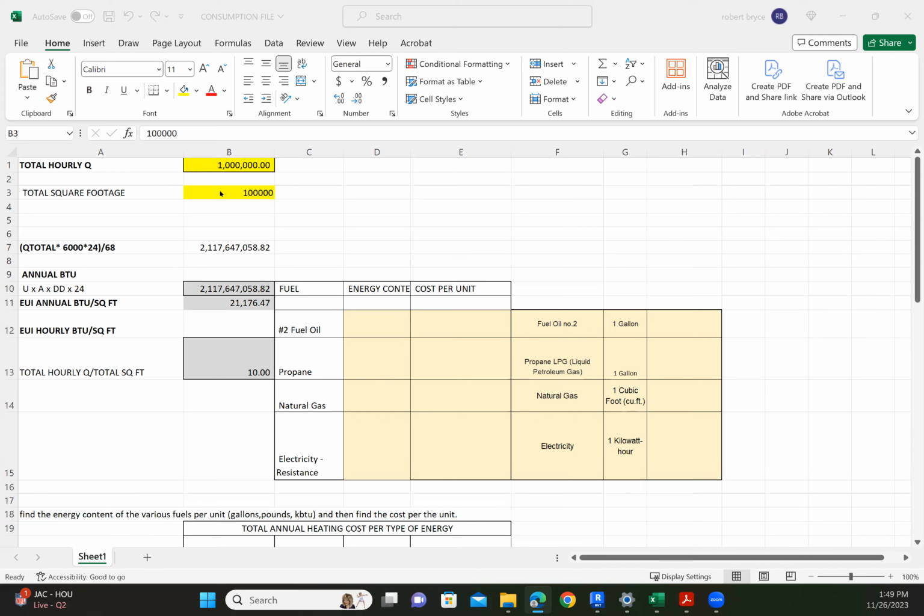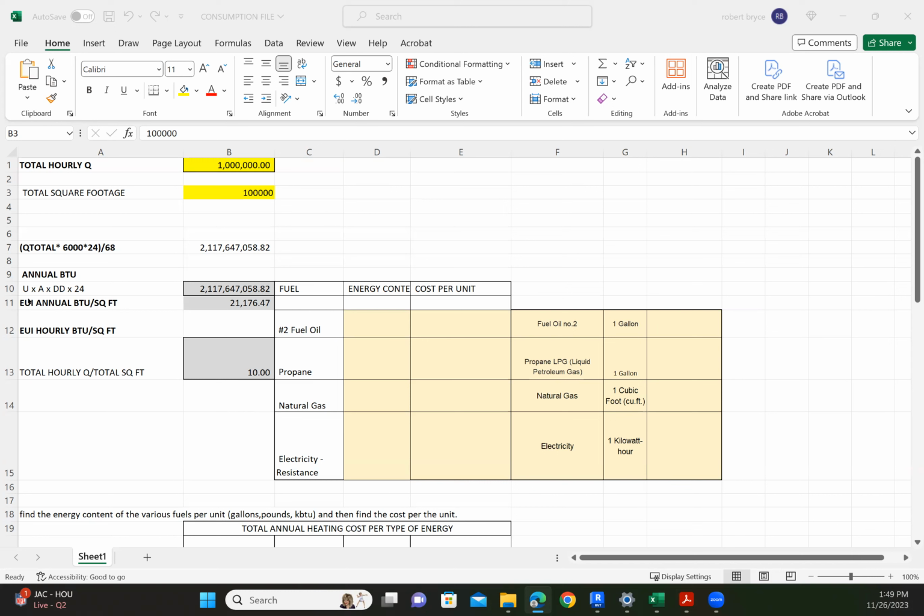So we want to figure out our total hourly Q divided by the total square feet tells us what our BTU loss per square foot is. In this case, it's 10. So that would mean that you would have to provide 10 BTUs per square foot in the classrooms. Take the classroom size, whatever square footage that is, multiply it times 10, and that will tell you how many BTUs you need for each classroom to provide. And you'll do that with your terminal units.